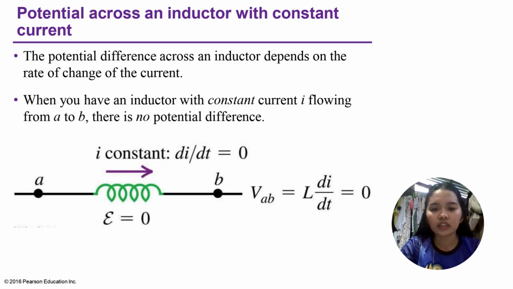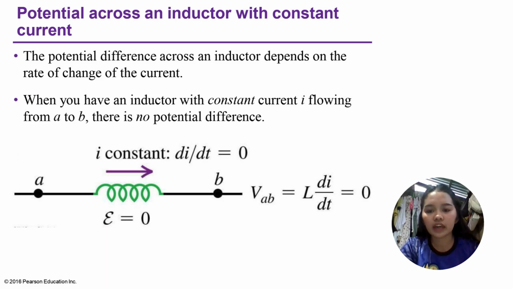For the potential across an inductor with constant current, the potential difference across an inductor depends on the rate of change of the current. So when you have an inductor with constant current flowing from A to B, there is no potential difference. Here I is constant, so dI over dt is equal to 0. Well, V_AB is equal to L di over dt, which is equal to 0.